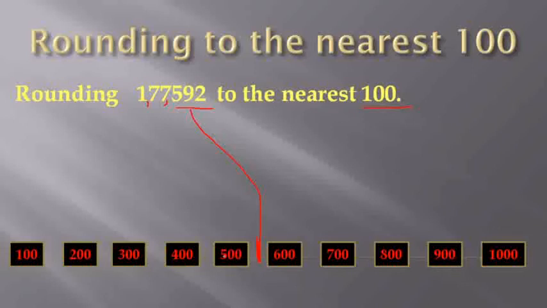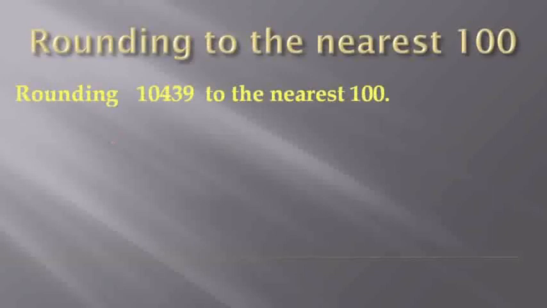Now whether to round up or round down this 592, for this we will check the digit at tens place. So at tens place there is 9, so 9 is greater than 5, so we will round up this number, so we will convert this 592 to 600. So our answer will be 1,77,600. I am moving towards the next example, that is rounding 10,439 to the nearest 100.